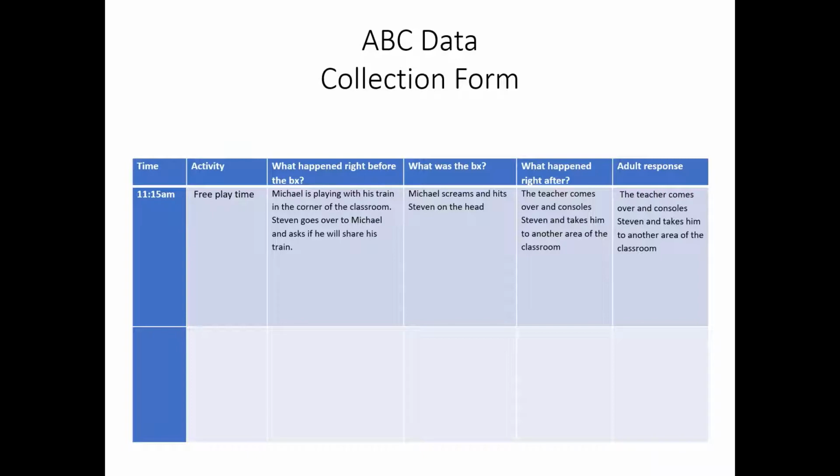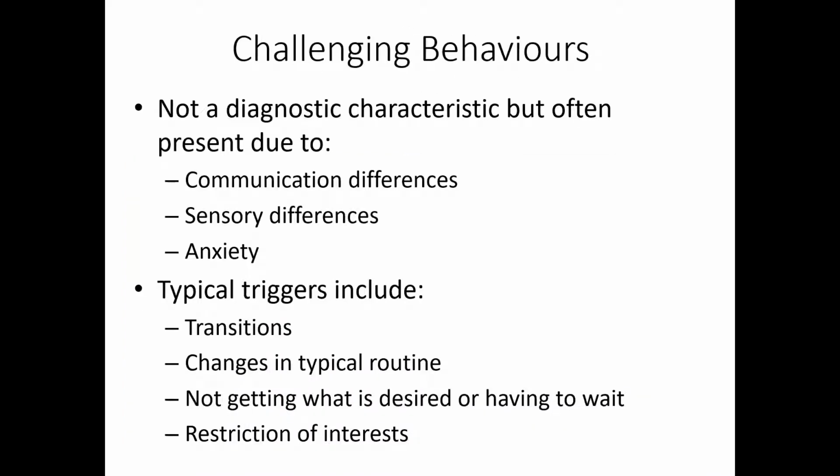So based on this information, it's good to observe the behavior over time, but it seems from this scenario that Michael's screaming and hitting Stephen was that tangible function because he wanted to stay playing with his train and he didn't want to share. So in this situation, we would work on supporting Michael with learning how to share, learning how to protest and say no thank you in a more appropriate way.